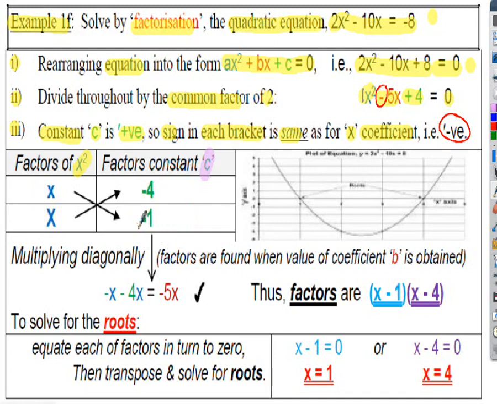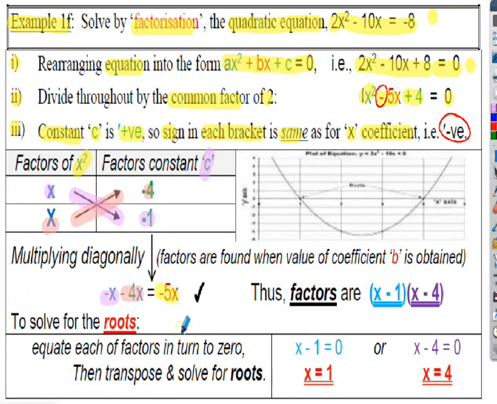So considering the cross multiplication process, what we're going to do now is multiply the x by the negative 1. That will give us negative x. So I've cross multiplied these two values. Then I'm going to cross multiply the x by the negative 4. So I'm cross multiplying these two values and that's shown there. So negative 1x minus 4x in this case would be negative 5x shown here.